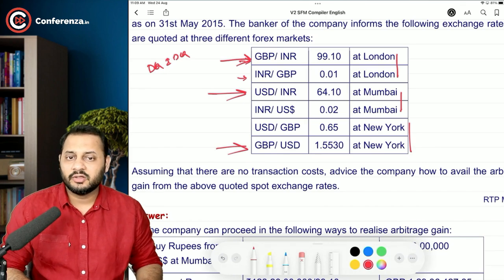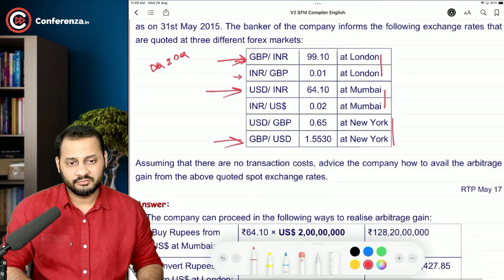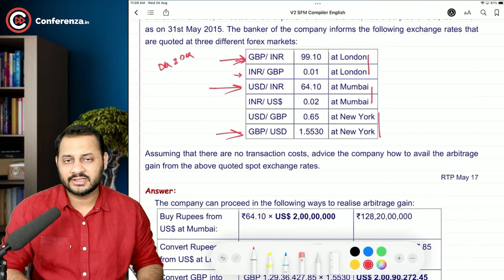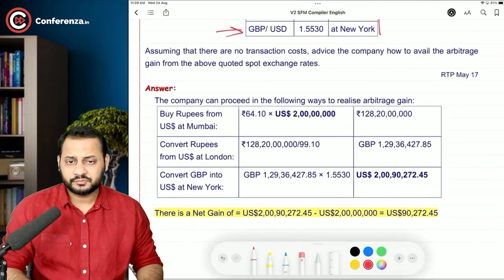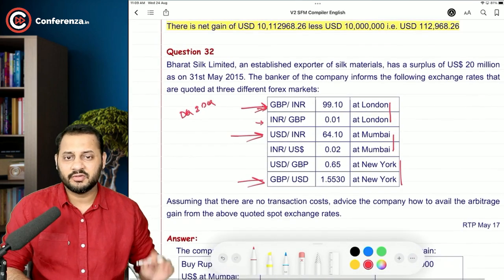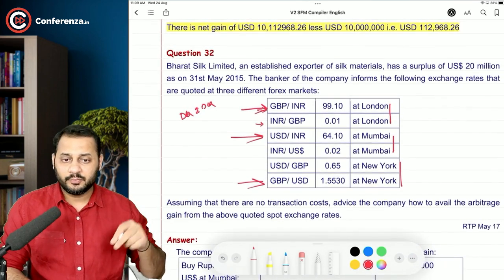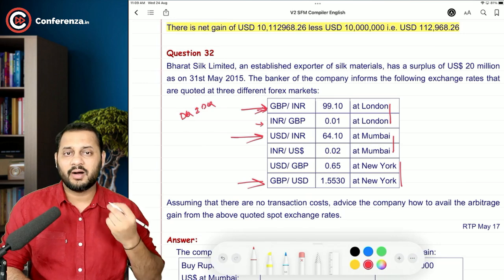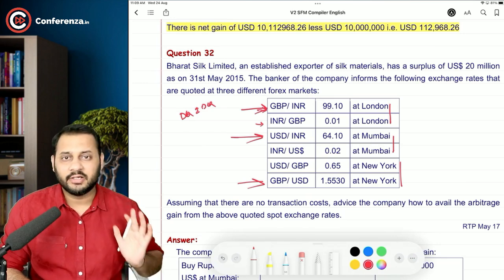Now you can take any of the three rates and solve the question, but ignore the other one. Since this is an RTP related question, not exactly an exam related question, we will ignore the other rates and stick to this one. But the procedure, what to buy and what to sell, will be explained by me.